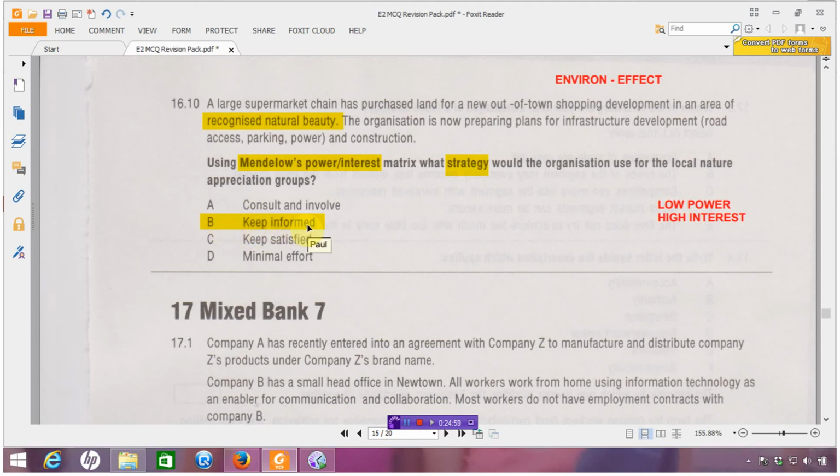They're not overly important, but what we don't want is for them to either move into a different group by gaining some more power, or maybe joining up with another group, okay? So the answer there is B for 16.10.